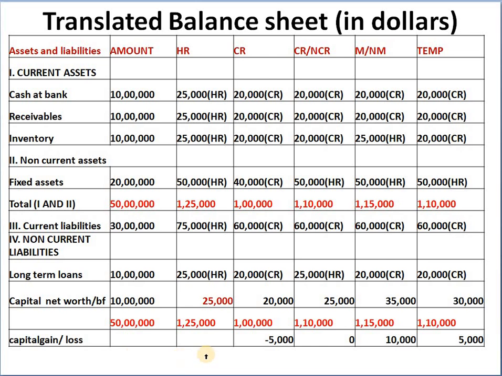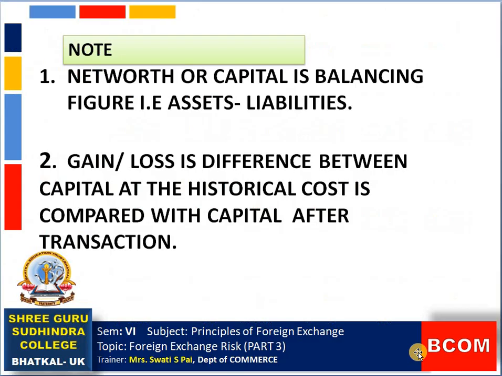Capital gain or loss is very important to know the profit or loss in the business. After solving this, you need to write this note, it is very important. You need to write about how you got the balancing figure: you have subtracted assets minus liabilities to get the balancing figure. How you got the gain or loss: gain or loss is the difference between the capital at the historical cost compared with the capital after the transaction.